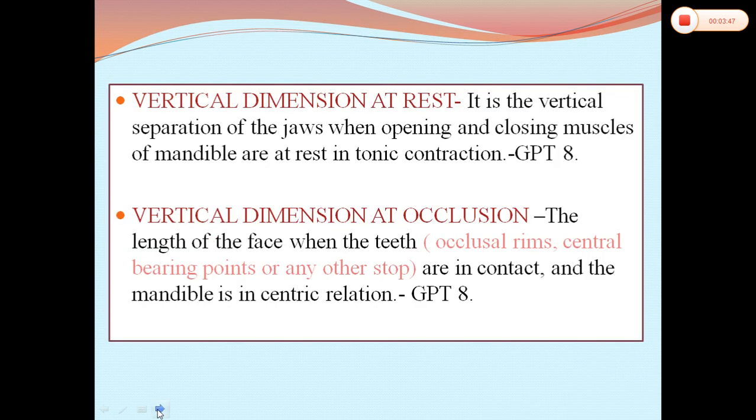Vertical dimension at rest is the vertical separation of the jaws when the opening and closing muscles of the mandible are at rest in tonic contraction, according to the Glossary of Prosthodontics 8. The vertical dimension at occlusion is the length of the face when the teeth, occlusal rims, central bearing points or any other stop are in contact and the mandible is in centric relation.